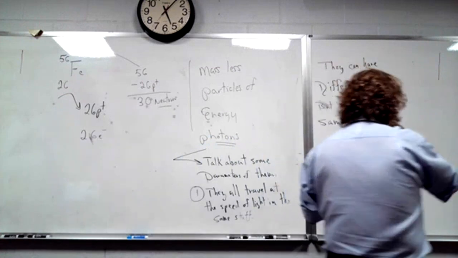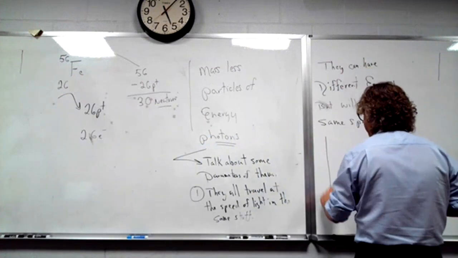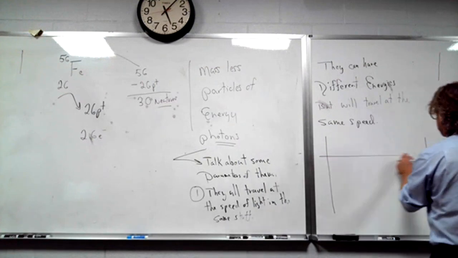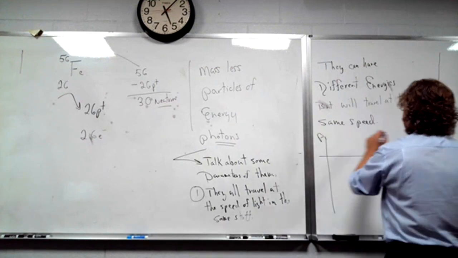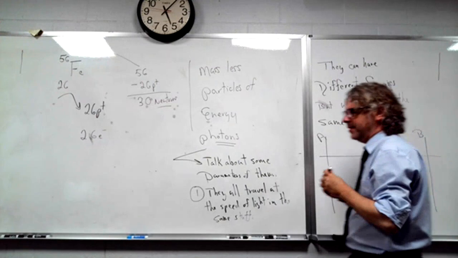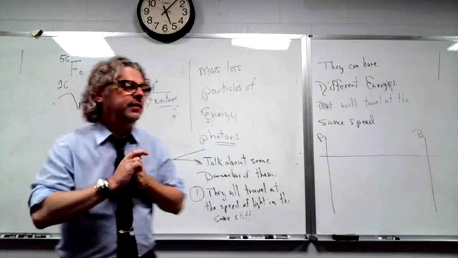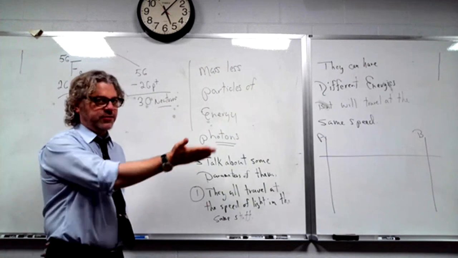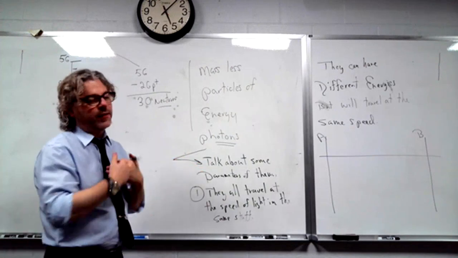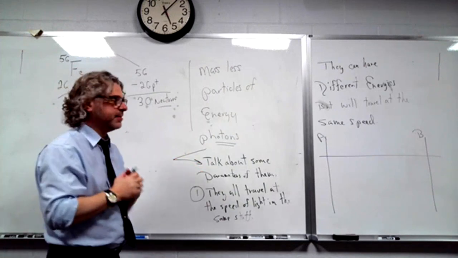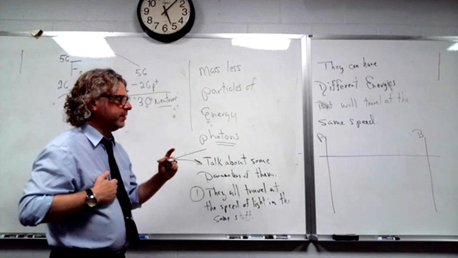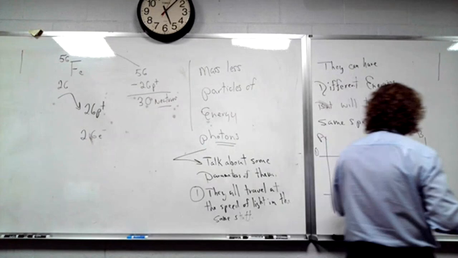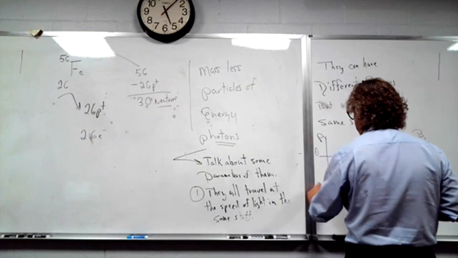How do they have different energies? Well, it's going to be a bit hard to draw. But let's say this is point A and this is point B. The photon, this massless particle of energy, is traveling straight. It's not going up and down. It's going to look like it's going up and down, but it's not. It's traveling straight. And let's say this is photon one, and below it, I'll have photon two.